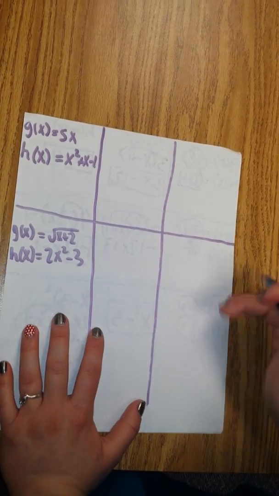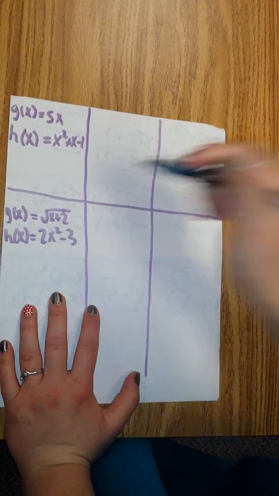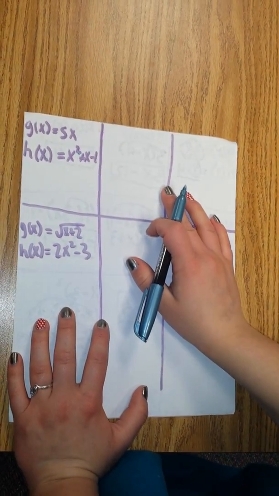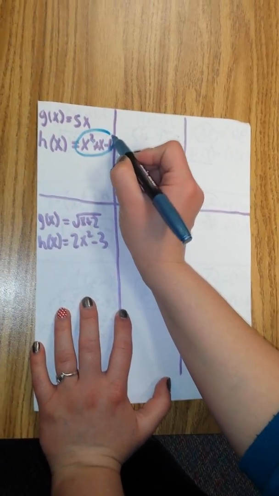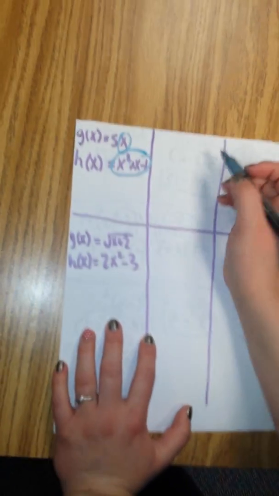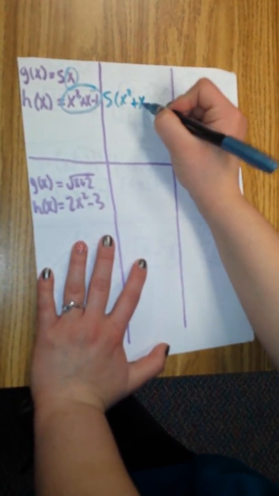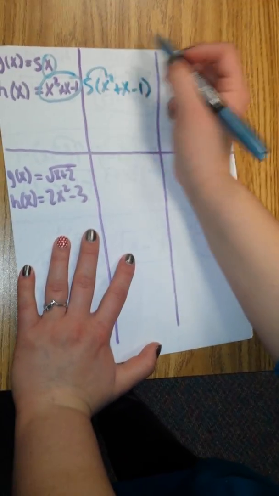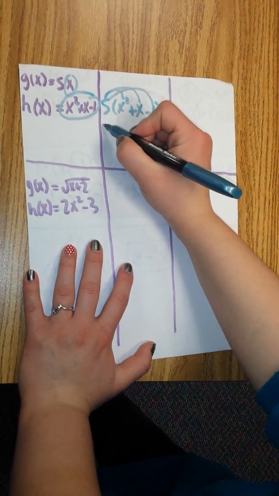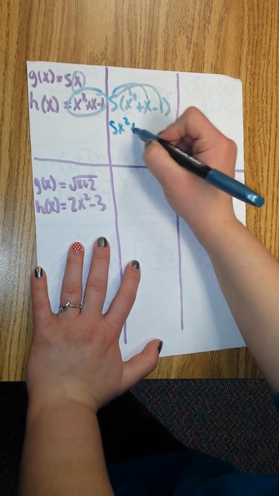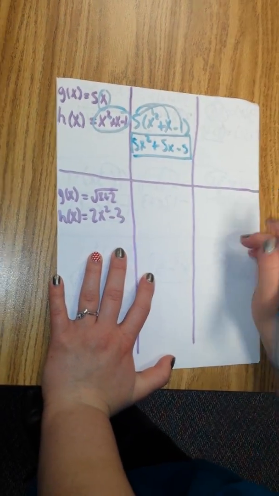So we're going to do it again, but this time it's going to be a little bit more complicated because we'll have the x squared in there. So you'll take and plug x squared plus x minus 1 in for x again. So 5 times x squared plus x minus 1, and you'll distribute the 5, and you'll get 5x squared plus 5x minus 5, and you can't simplify that anymore.